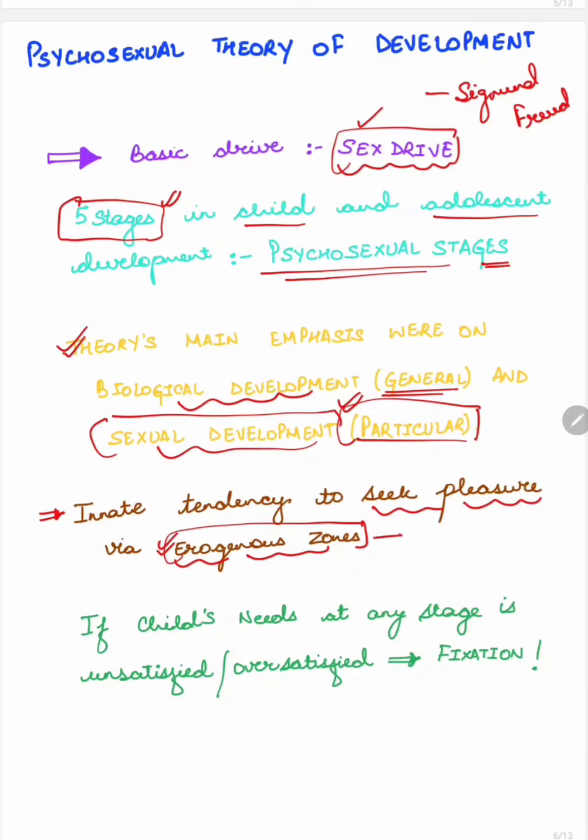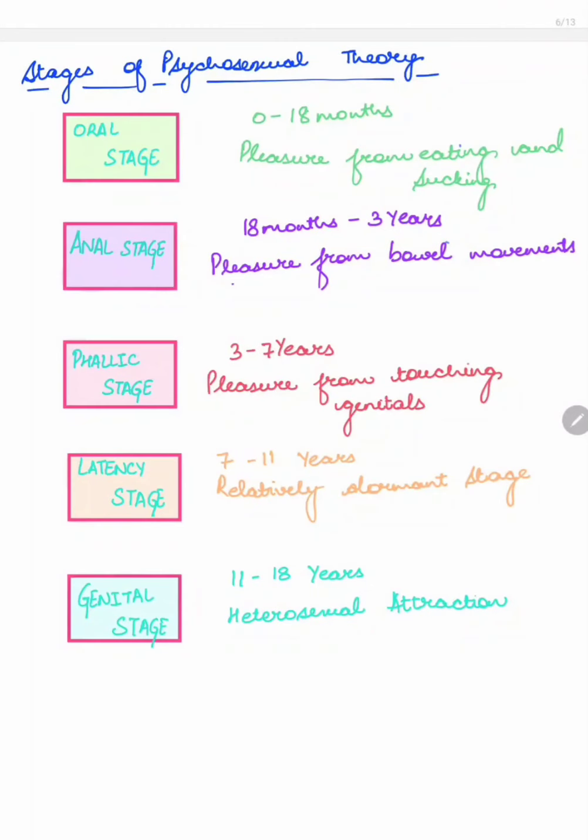Erogenous zones were the zones which were sensitive to touch, right? The parts of our body which are sensitive to touch are considered the erogenous zones. If the child's need at any stage is unsatisfied or oversatisfied, it leads to fixation of the child at that particular stage. So this is all about the psychosexual theory of development in general. Now we will study each stage in detail, right?